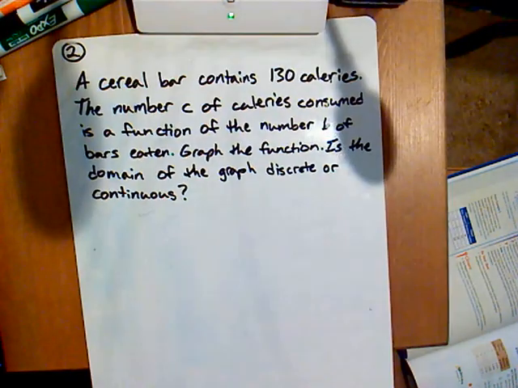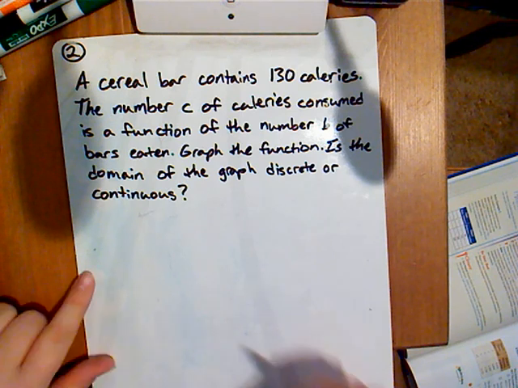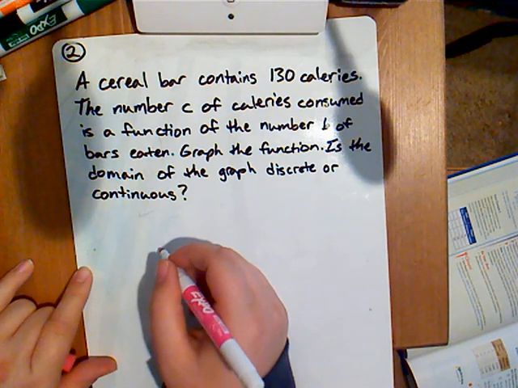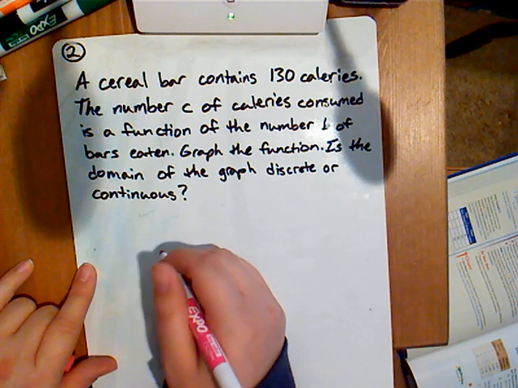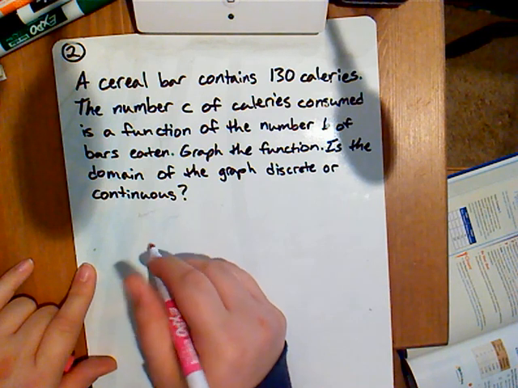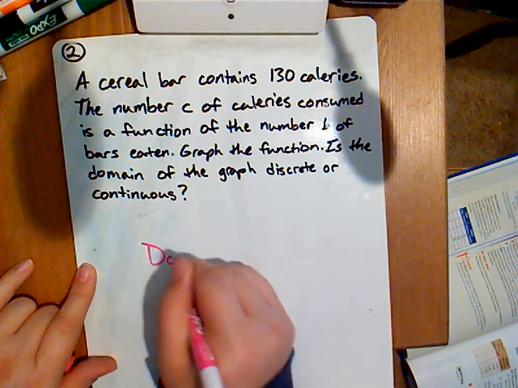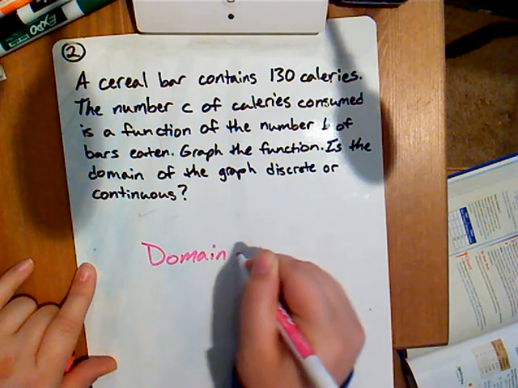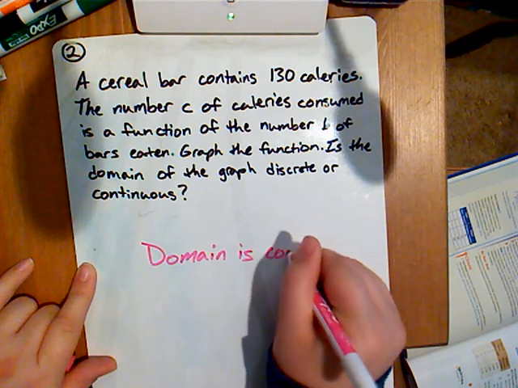Now, our question asks us whether the domain of the graph is discrete or continuous. With our last one, we couldn't have a partial ticket, but we can have a partial cereal bar. So for this question, example 2, the domain is continuous.